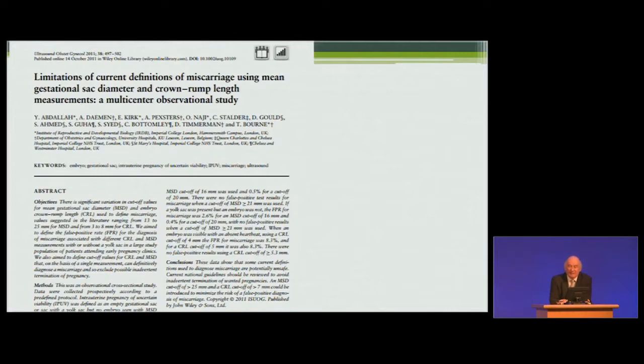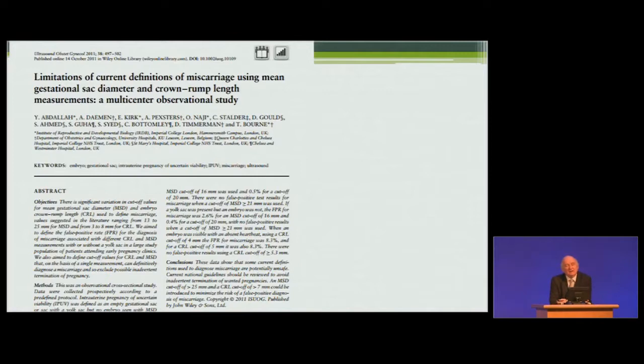And they came up with a fairly, I suppose, startling conclusion at the time. Now, this is just, remember, 3 years ago, that if people were using a CRL cutoff of 5 millimeters, there was an 8.3% chance of a false positive diagnosis of a miscarriage. So at the time, 3 years ago, certainly in the US, people were using 4 and 5 millimeters, and the RCOG were using 6 millimeters.